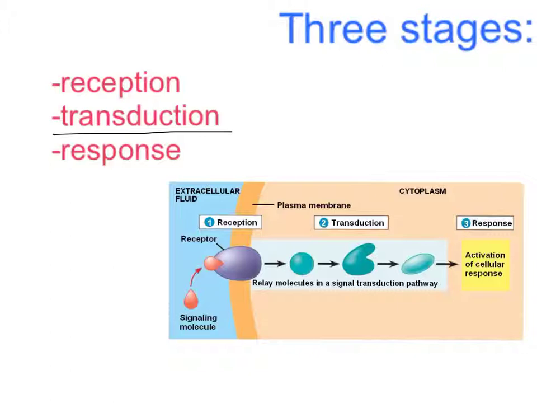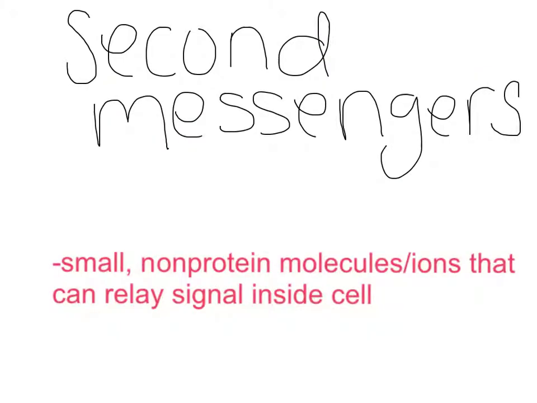We then go to the 3rd stage, which is response, and that regulates the protein synthesis by turning on or off the genes in the nucleus, which is the gene expression. And it also regulates activity of proteins in the cytoplasm. We have second messengers, and that's small non-protein molecules or ions that can relay signal inside the cell.